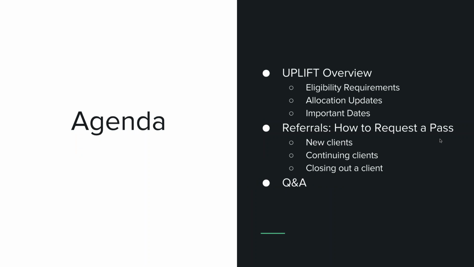Today, we're going to be covering the following topics. First, we're going to do a brief overview of UPLIFT, including eligibility requirements, some changes to how allocations will work starting this coming quarter, and some important dates to keep in mind. And then we're going to go into the Clarity system and I'll show you how to refer clients to UPLIFT using HMIS.